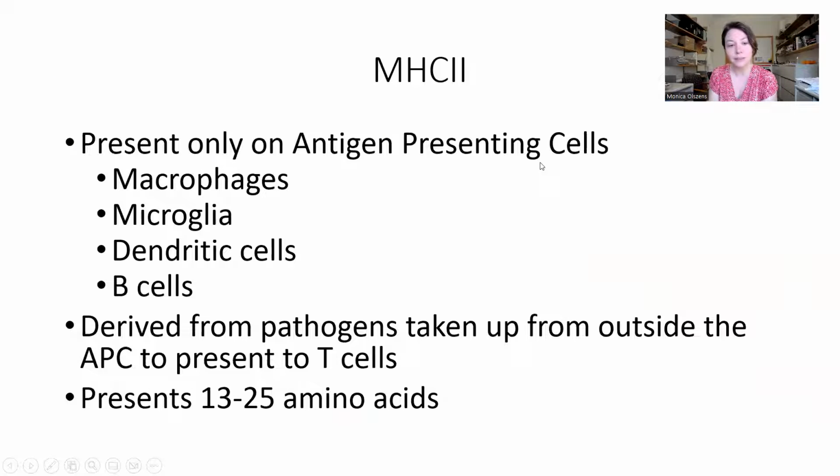So here's the list. Macrophages, microglia in the brain. There's astrocytes too, dendritic cells, and B cells. They're deriving, most of the time, this from pathogens taken up from outside, meaning that they were eaten. And this is a bit of a larger one, 13 to 25 amino acids.